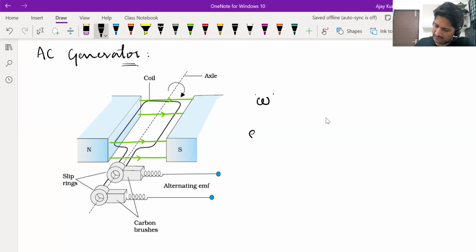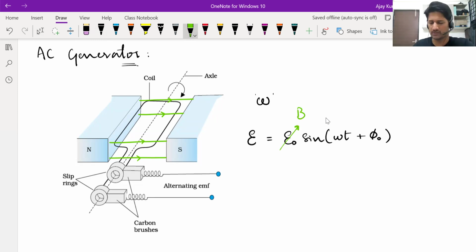Fine. And the EMF that you get, if the coil is rotated with a constant angular velocity, is of this form: E naught sine omega t plus some constant, where that constant is the initial angle between the area vector and the magnetic field. And the peak EMF E naught that you can get from an AC generator is B, the magnetic field that is there inside it. We assume it is uniform. A, area of the coil. Omega, the angular velocity with which it is rotated. So the faster the rotation, meaning greater the angular velocity of rotation, the greater the peak EMF that you can get.